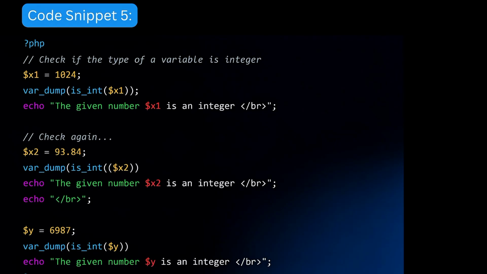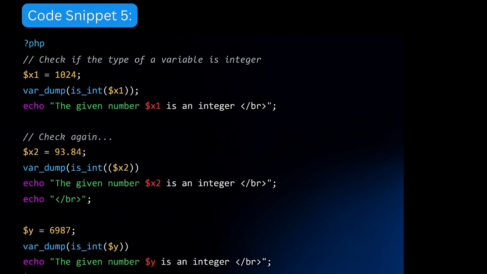Line-by-line explanation. The first line of the code defines a variable $x1 and assigns it the value 1024: $x1 = 1024. Since 1024 is a whole number with no decimal point, it is an integer. Next, the line var_dump(is_int($x1)) calls the is_int function to check whether $x1 is an integer. The result is printed using var_dump, which outputs bool(true). This confirms that $x1 is indeed an integer. After that, the line echo "The given number $x1 is an integer."